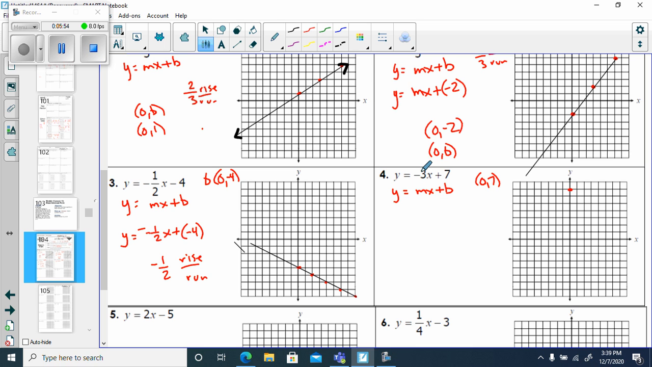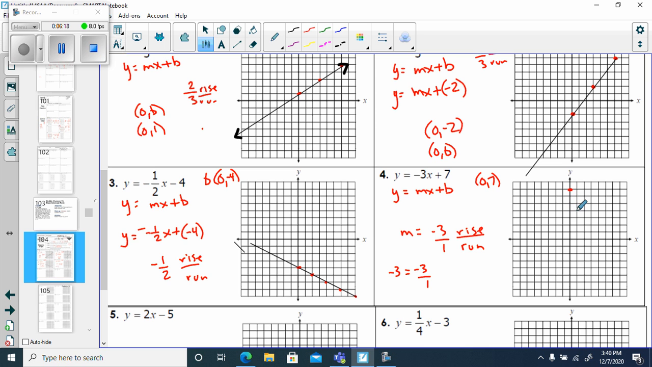Okay, now my slope is negative 3. If my slope is negative 3, that's my rise over my run. And you're going, well, maybe the run is 0. It's not. What would equal negative 3? Wouldn't that be negative 3 over 1? So I go down 3 and over 1 in the positive direction.